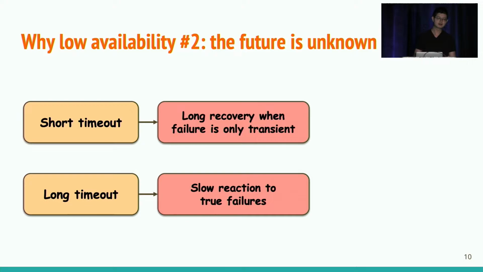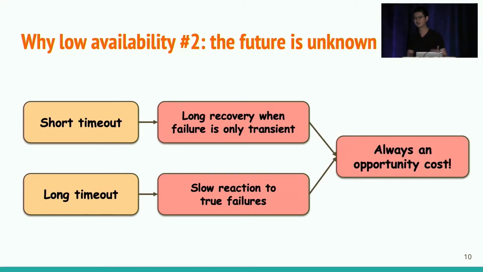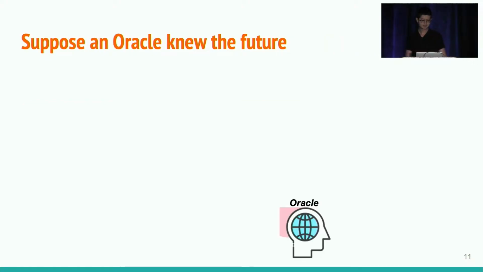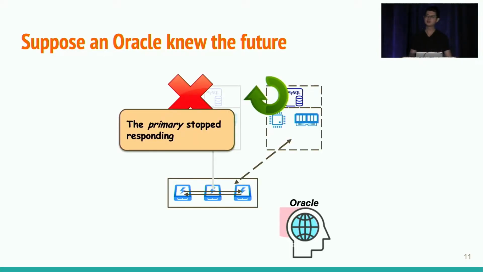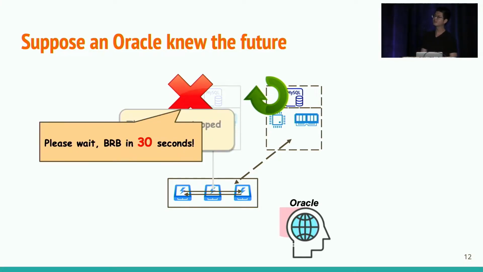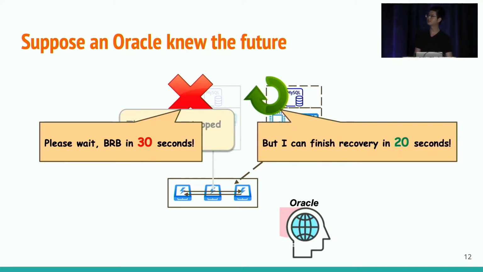So how long the failure detection timeout should be is a fundamentally hard decision, because no matter if it's long or short, there is always an opportunity cost. Now suppose we have an oracle model that does know about the future. What's the best we can do? Right when the primary instance stops responding, the oracle knows that it would take, say, 30 seconds for the primary to come back. And meanwhile, it would take only 20 seconds for the recovery to finish on the backup if we initiate failover right away.